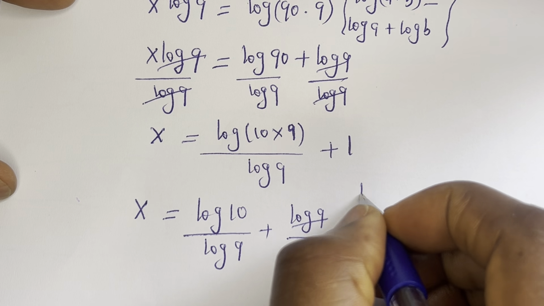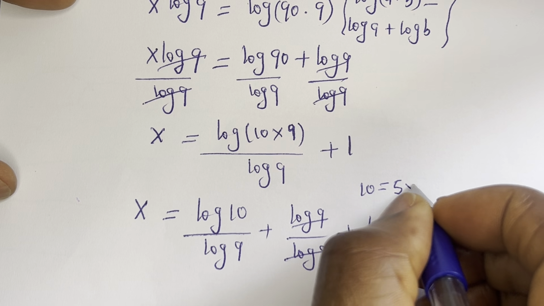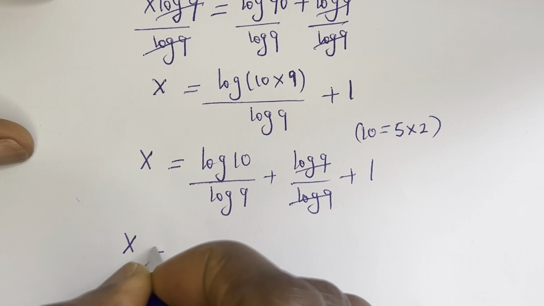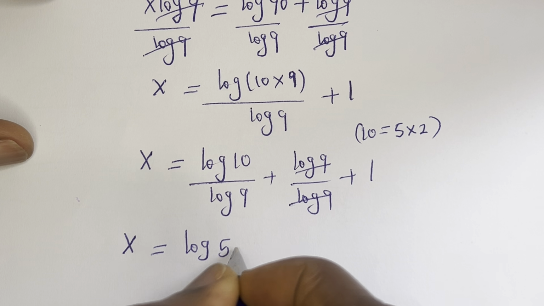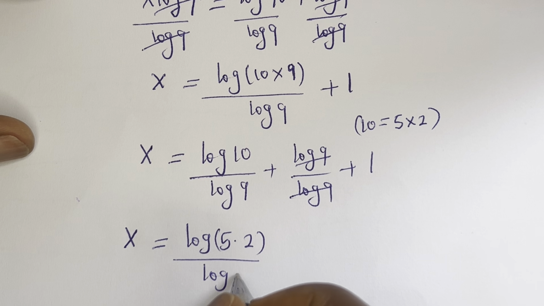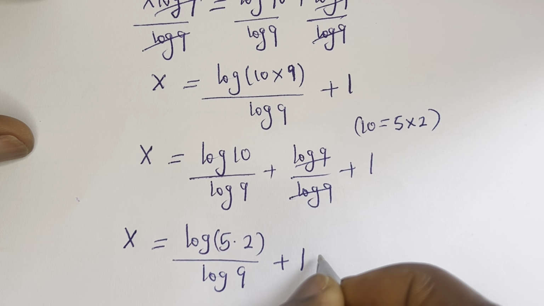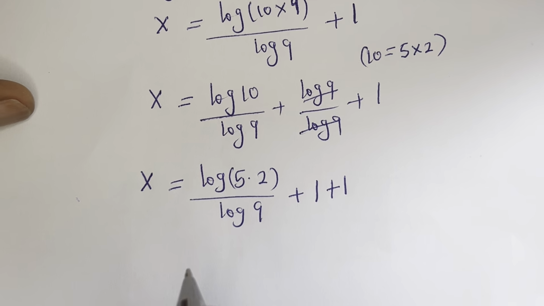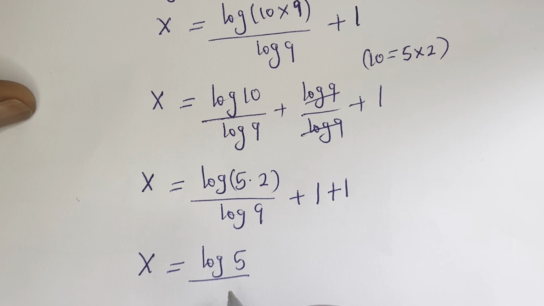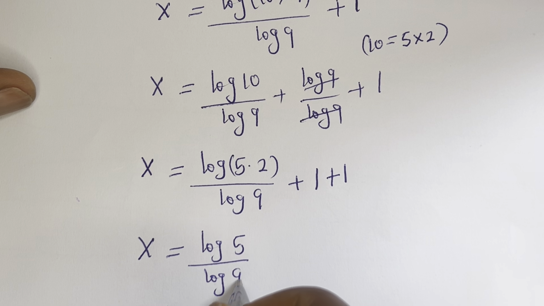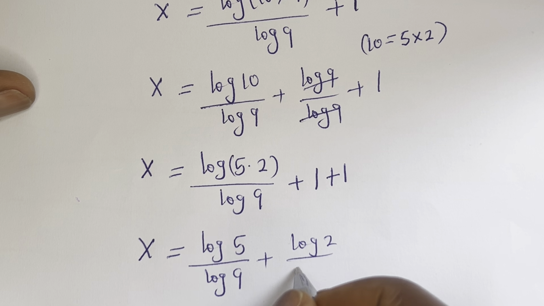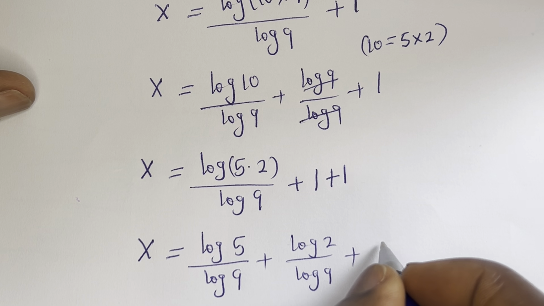Take note of this. 10 is equal to 5 multiplied by 2. Then x is equal to log 5 multiplied by 2 over log 9 plus here is 1 plus 1. x is equal to log 5 over log 9 plus log 2 over log 9 plus 2.